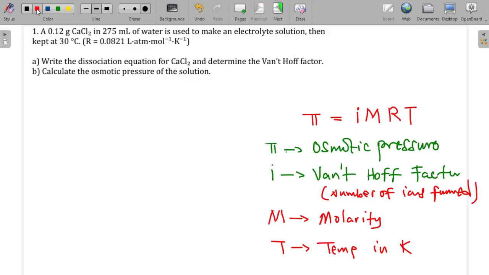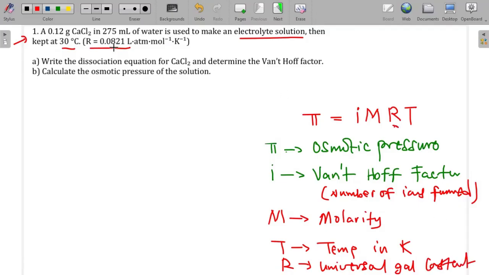So now let's read the question. The question says a 0.12 gram of calcium chloride in 275 ml of water is used to make an electrolyte solution. It is then kept at 30 degrees Celsius. And here they've given us the R. I forgot to mention the R: the R is simply the universal gas constant. The R, they will always give you the value, like they have given us there.